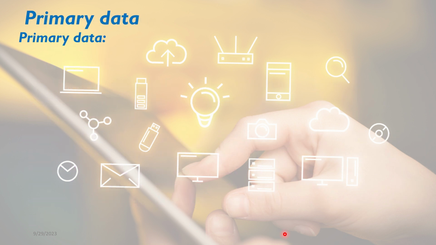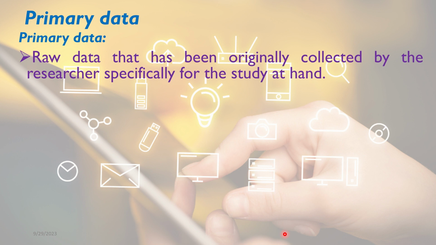Whereas primary data is collected by doing observations or experimentation, and that is obviously done by the researchers.